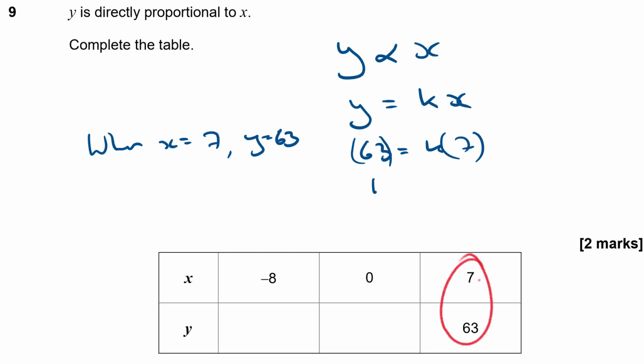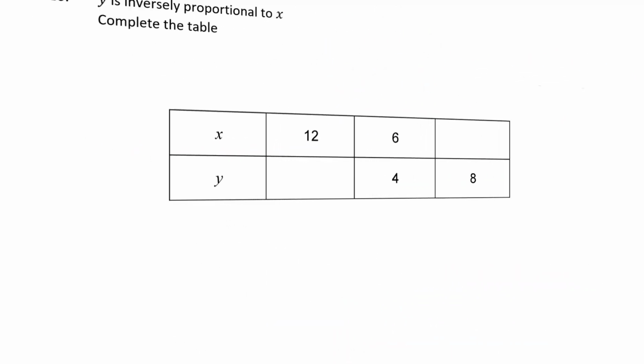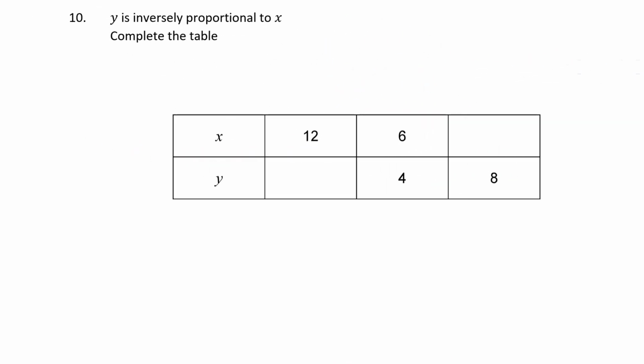So that makes k equal to 63 divided by 7, which is 9. So our full equation is y equals 9x. So now very simple to fill out the rest of the table. If x is 0, then 9x is 0. If x is minus 8, then 9 lots of minus 8 is minus 72. All done.